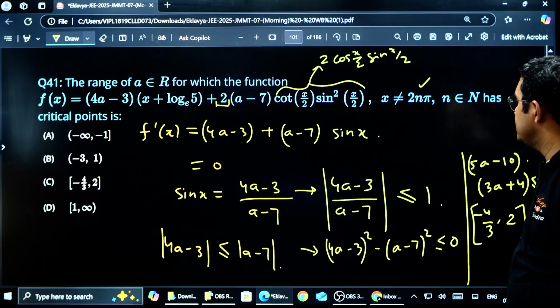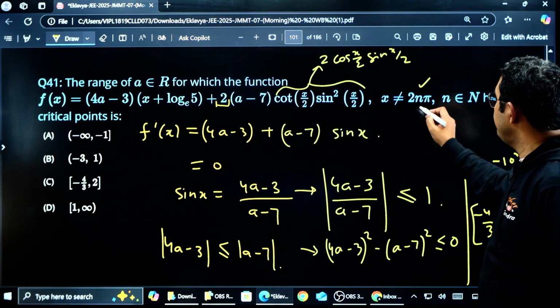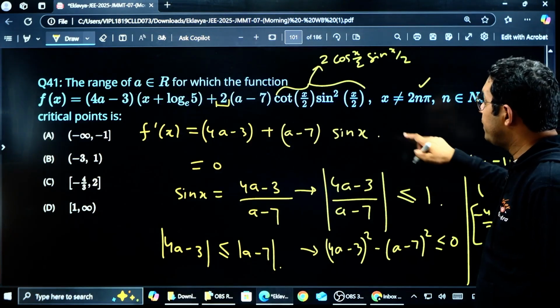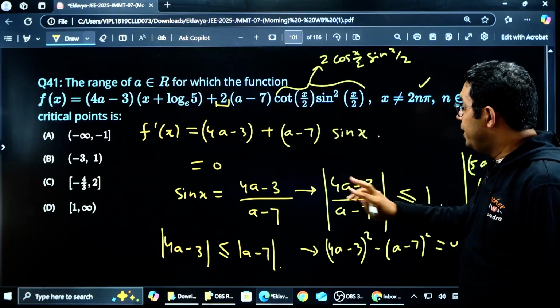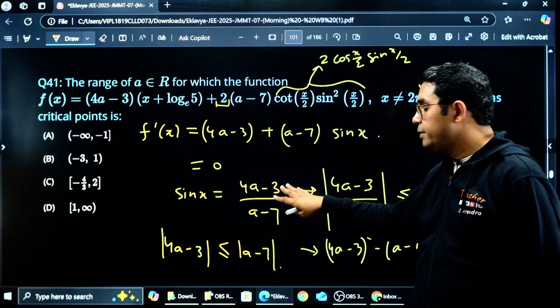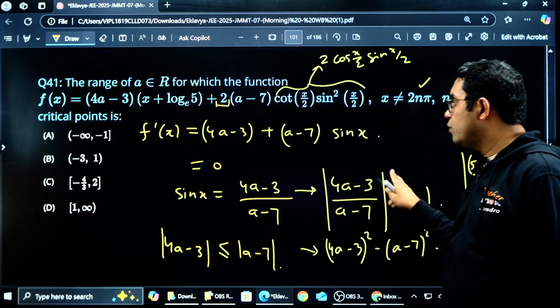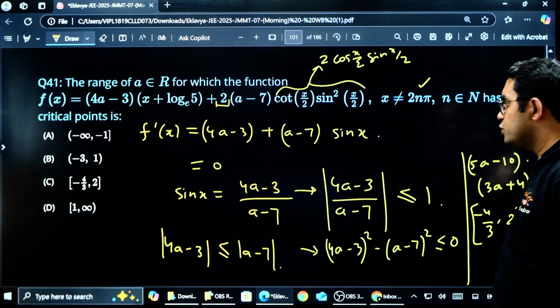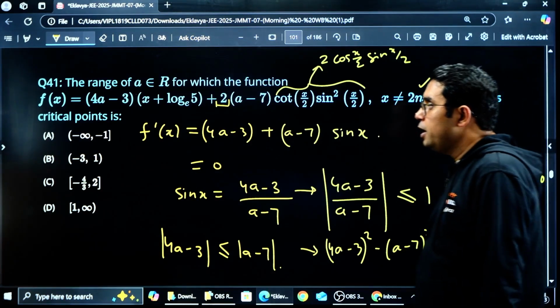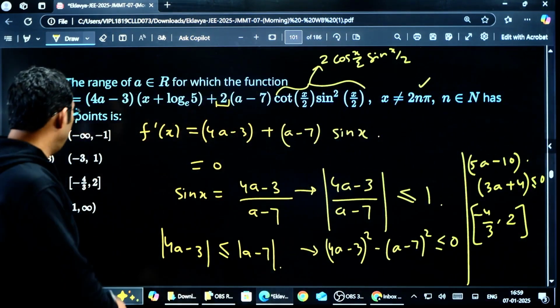I think that is also not a problem, because we can have x equal to n pi, since they are saying x is not equal to 2n pi because of this cot. But for n pi where n is an odd number, sin x can become equal to 0 and a can be equal to 3 by 4. So I think 3 by 4 is also okay. So for this question, the answer would be minus 4 by 3 comma 2, that is C.